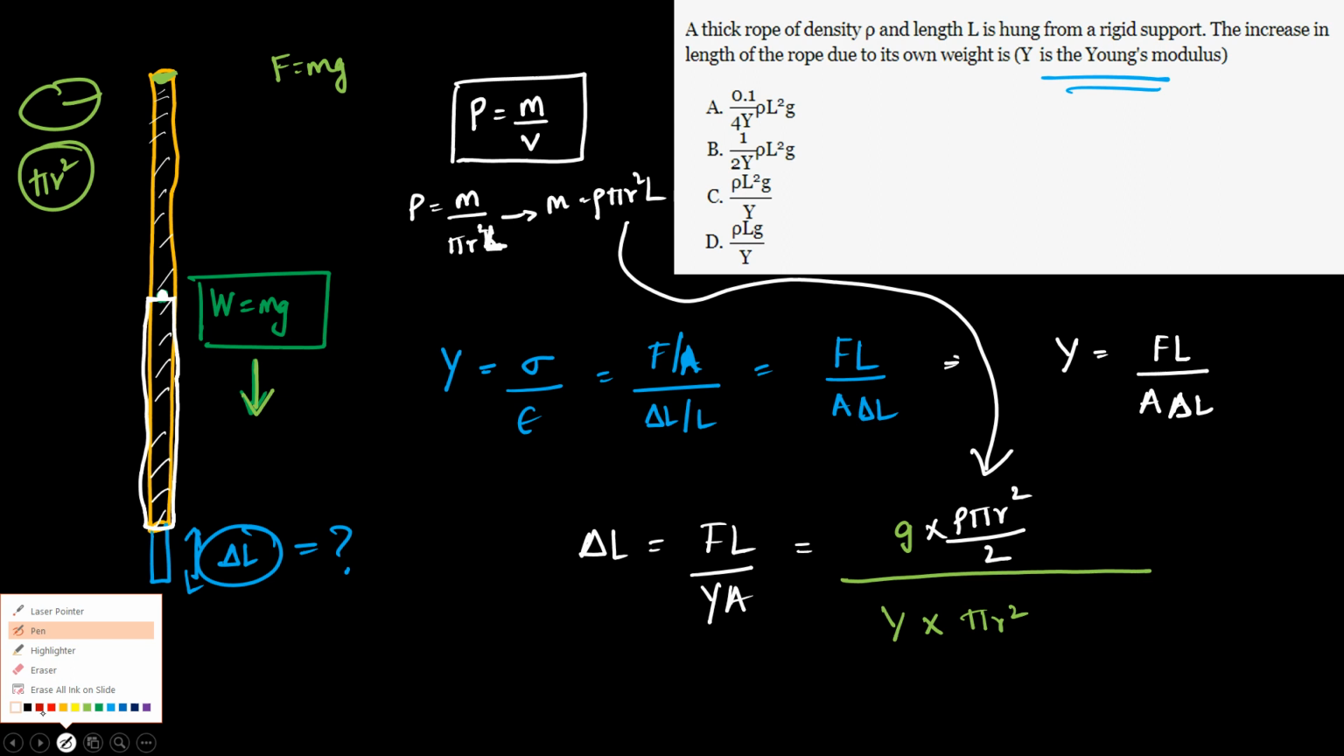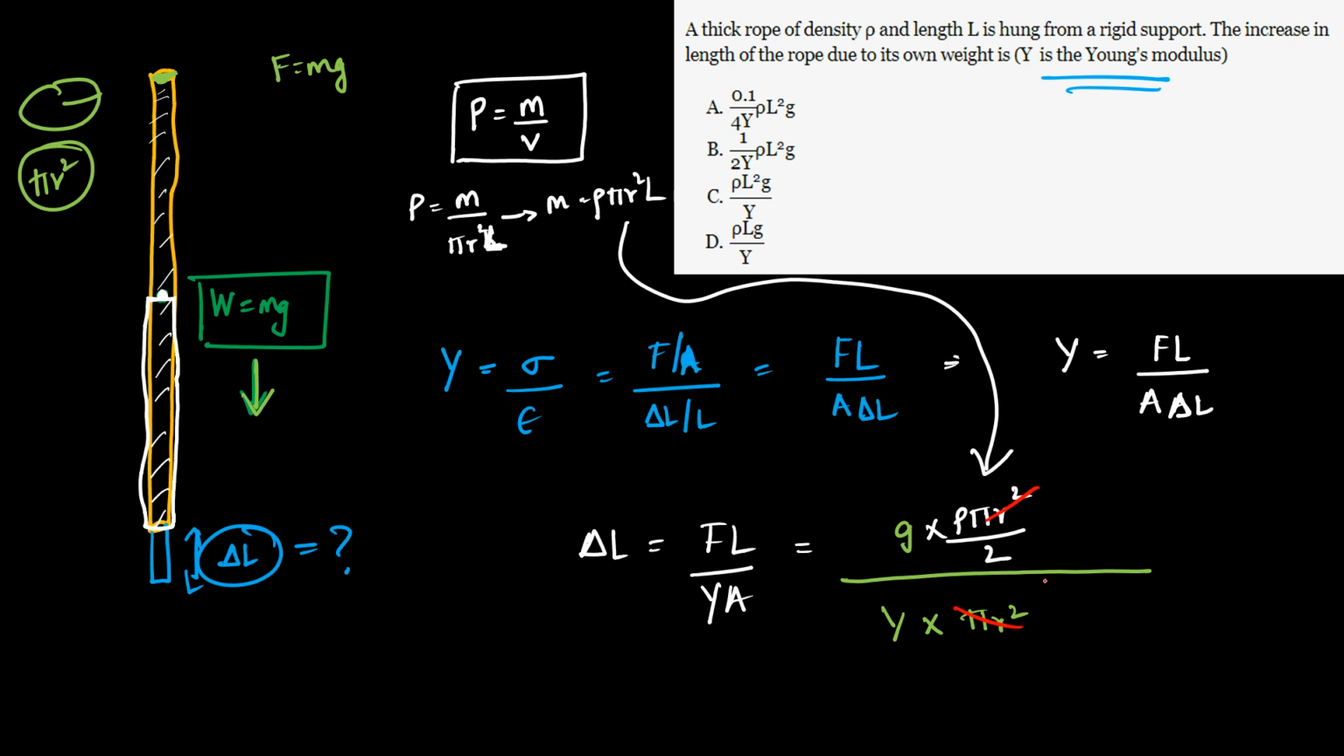Now you cancel all the values, you should be getting your answer, right? Pi r squared is getting cancelled. Anything else that we have? Oh, over here we had L as well. So we have rho, we have g, we have L, and we have 2 over here, and we have L, right? So what is going to be the answer? B is going to be your right answer. One L is already over here, and one L is here.